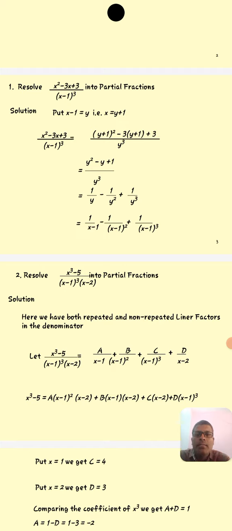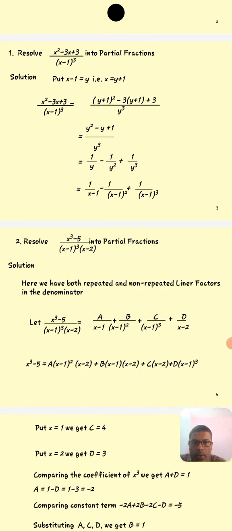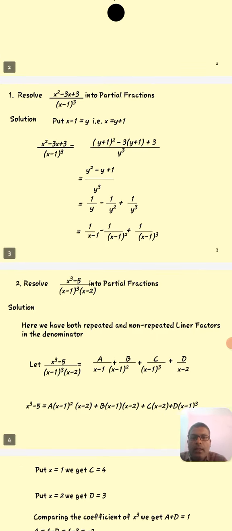Now the last step, in the place of y again we have to substitute x minus 1. So here 1 by (x minus 1) minus 1 by (x minus 1) whole square plus 1 by (x minus 1) whole cube. Okay, are you clearly understanding this one?